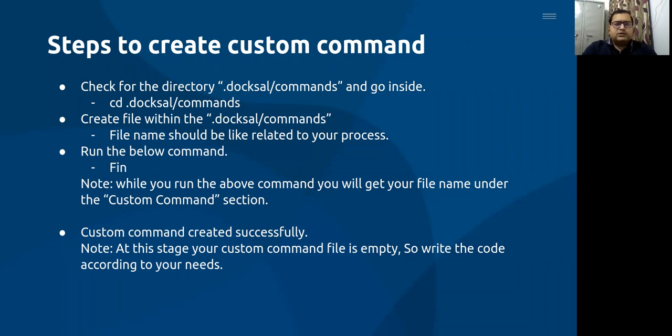Now the next point is to create a file within this directory. We can create the file, and the file name should be related to your process. For example, I'm going to compile SASS to CSS, and I want to create a custom command for that. So what is the name? According to me, it is related to compile. So I have created the file with the name of compile-sass.